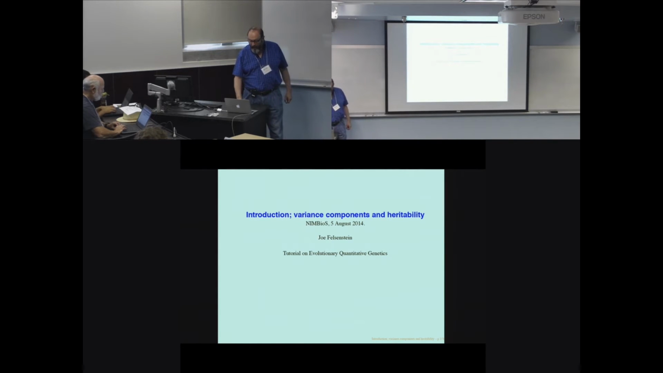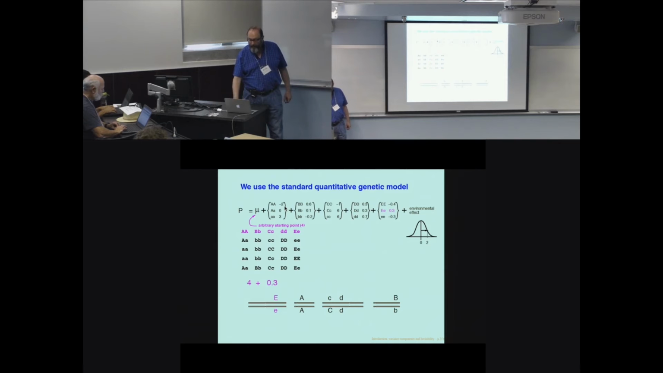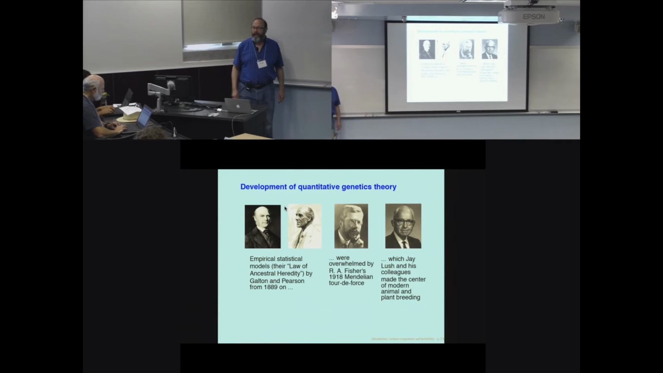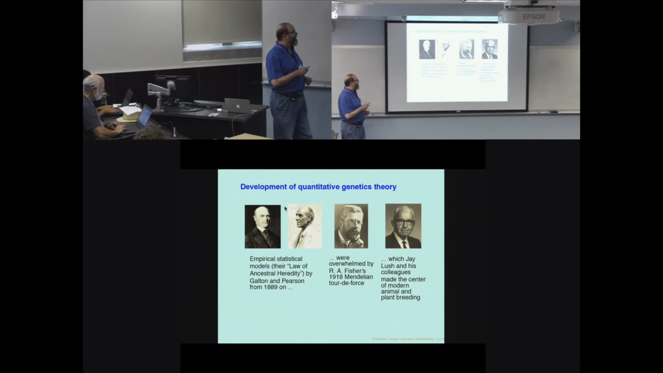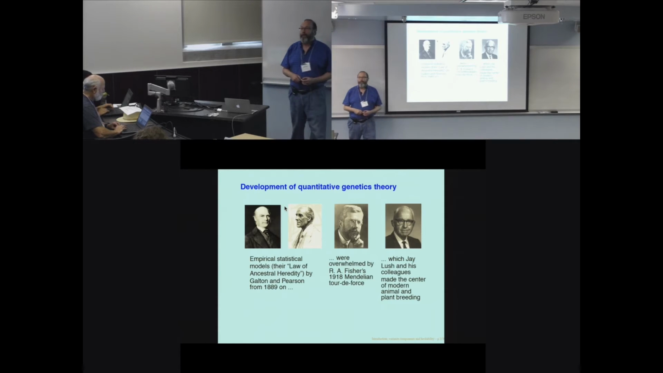What I wanted to do was start out by just saying where the theory came from. These are some of the major figures involved in quantitative genetics theory. One of them is Francis Galton, a figure of the late 1800s. He died around 1910. He was a younger cousin of Charles Darwin, and his disciple was Karl Pearson, who were both in London.